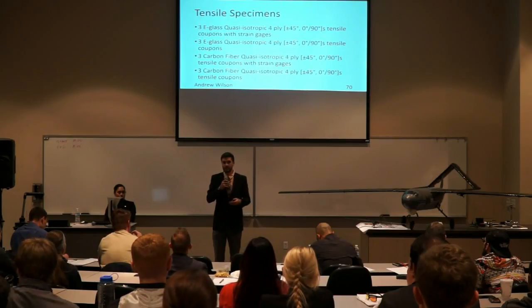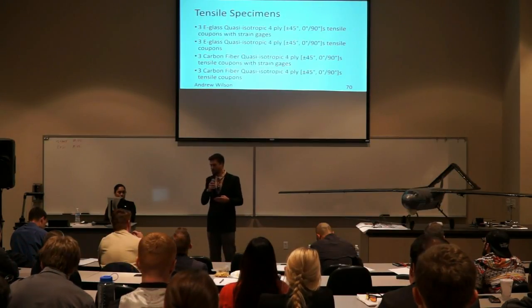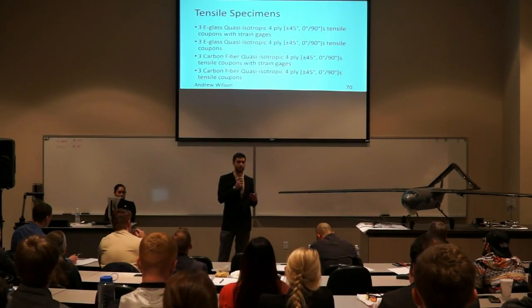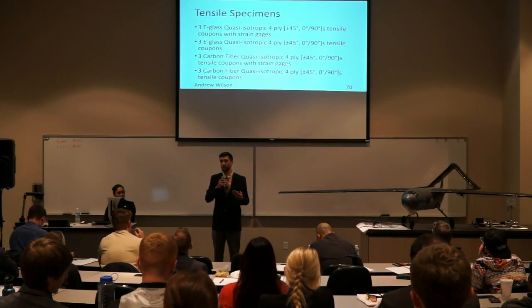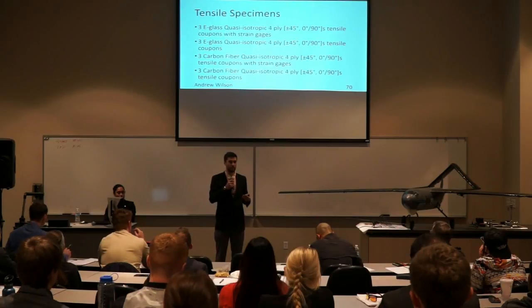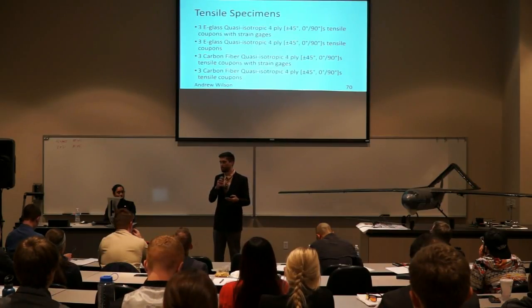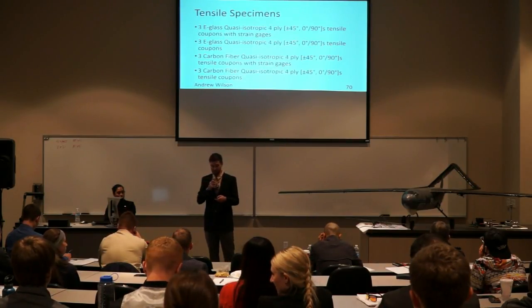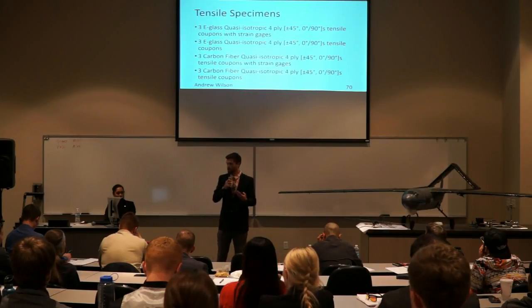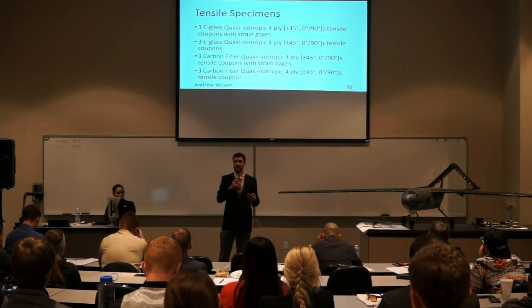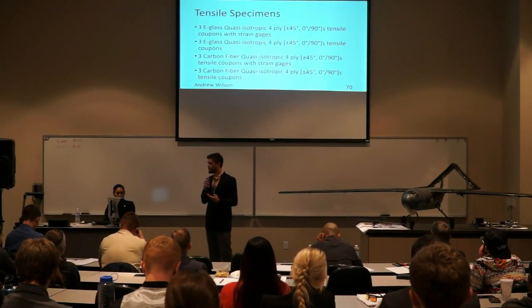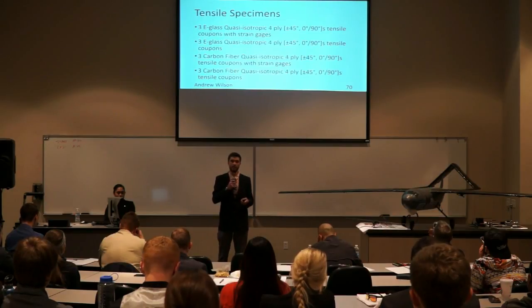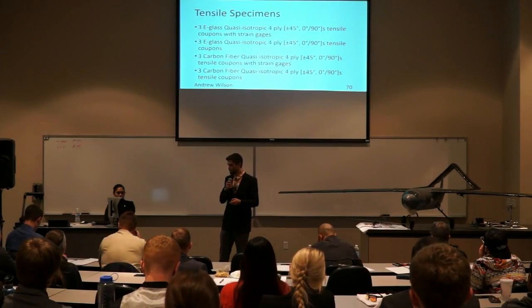We had 6 E-glass specimens in quasi-isotropic layup, and the reason why we chose a quasi-isotropic layup is because ANSYS analysis requires an isotropic material. So the material properties we gathered were from quasi-isotropic materials. 3 of those tensile specimens had strain gauges attached to them so we could find Poisson's ratio. We also had 6 carbon fiber tensile specimens, and 3 of those also had strain gauges attached to them.